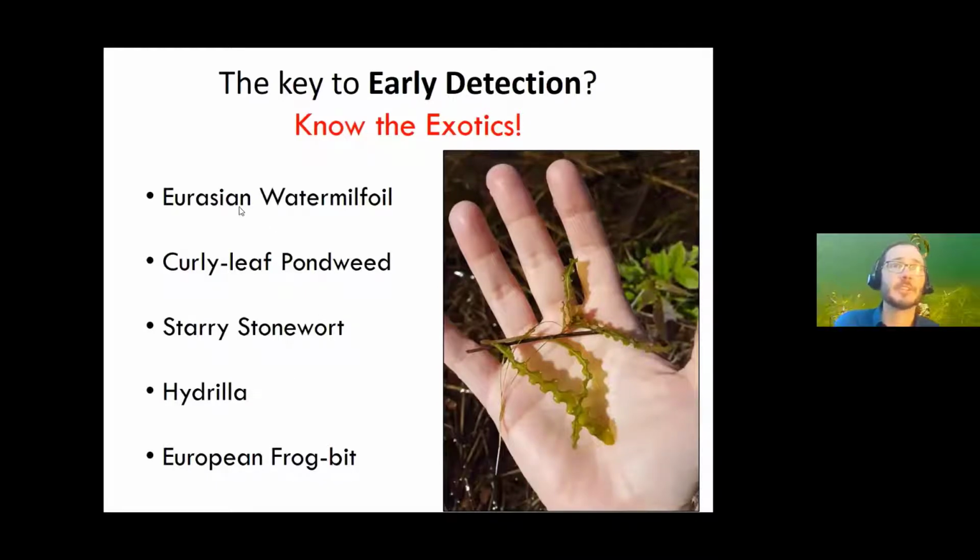Some of these species, like Eurasian milfoil and curly-leaf pondweed, have been in Michigan for a very long time. Some of them only a couple decades, like starry stonewort. Some are not found at all, like hydrilla, but are a massive threat. And European frogbit, which is kind of a newcomer to our inland lakes in the past few years.